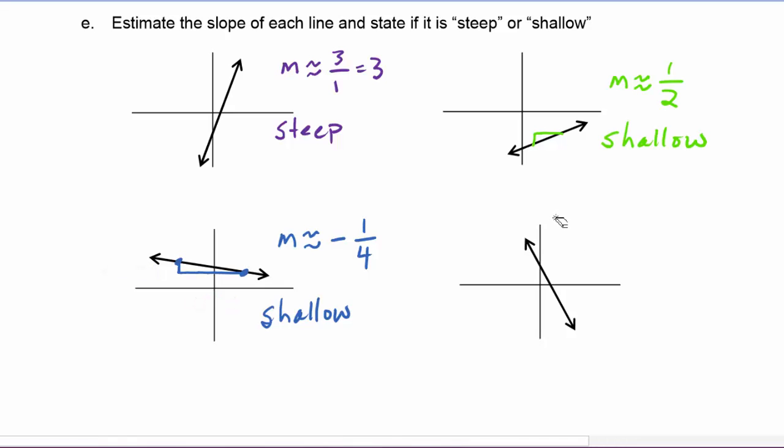In this last example here, if I start on a point on the line, I have to go down and over to land on the line again. And it looks like maybe we go down a little farther than we go to the right. So in this case, I might estimate my slope to be down by 2, to the right by 1. So maybe my slope is about -2. And we would consider that to be steep.